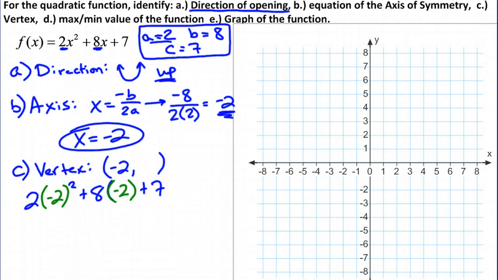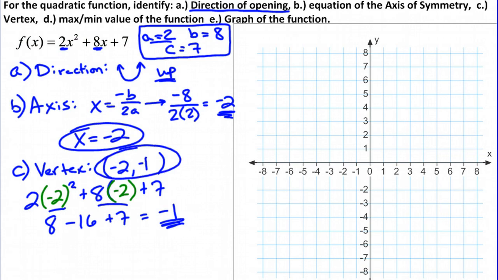Well, negative 2 squared is 4. 2 times that becomes 8. 8 times negative 2 here is going to be minus 16. And then plus 7 gives us 8 minus 16 plus 7. Well, that's negative 8 plus 7, which would be negative 1. And that tells us real quickly that our vertex is negative 2, negative 1. So there's our third piece of information, and we're going to use this when we make our graph here in just a moment.